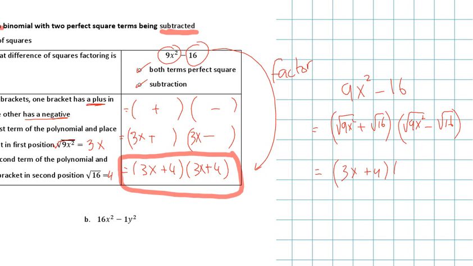Because technically what I did here is I took the square root of 9x squared and I put it here, and I took the square root of 16 and I put it here. So they show it in the middle step, and then they write their answer at the bottom.